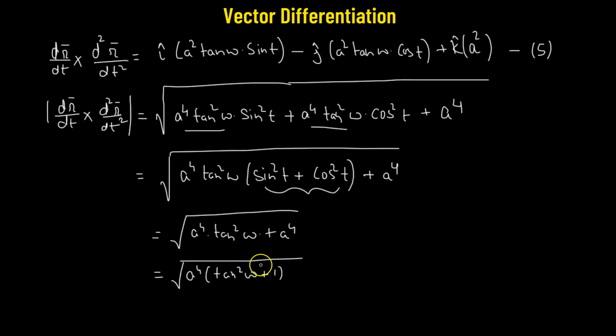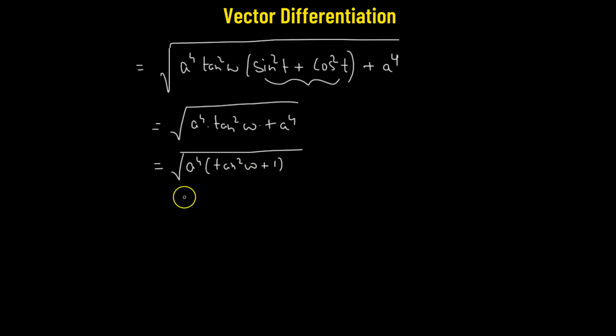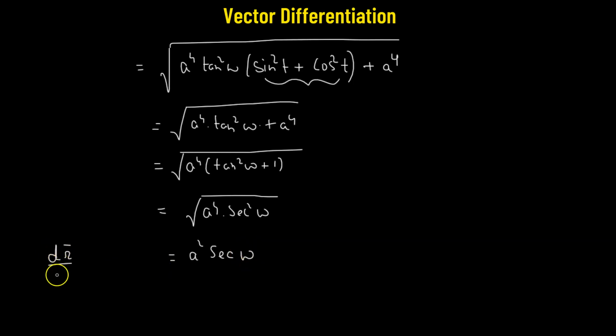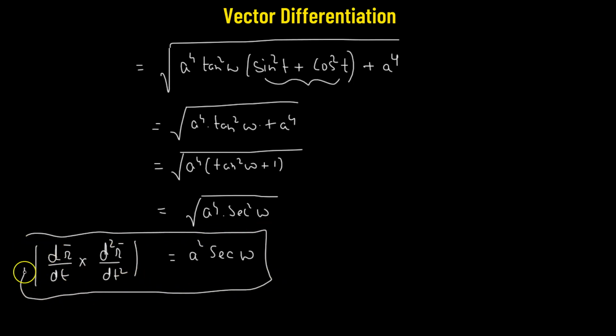Now tan squared omega plus 1, that's a trigonometric identity with a value of secant squared omega. So that means we have a squared secant omega. So this is the value of the first derivative of r with respect to t crossed with the second derivative of r with respect to t, and its magnitude. Right. So we'll be using this to obtain the second part. So the first part is done. So we have the value a squared secant omega.